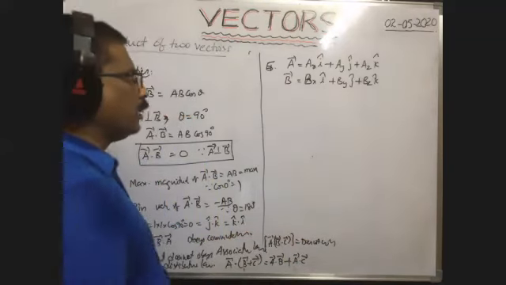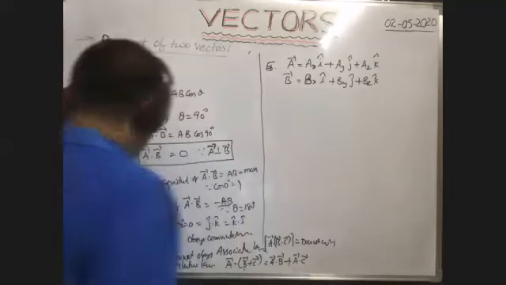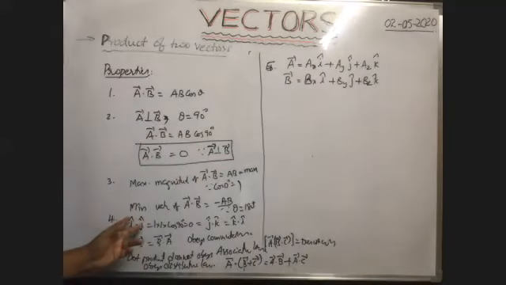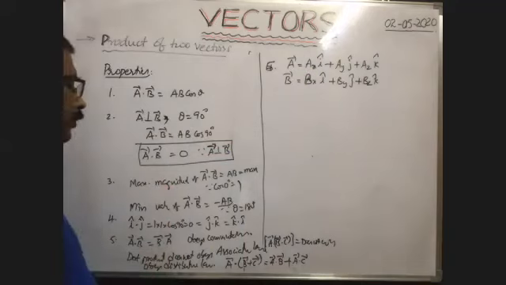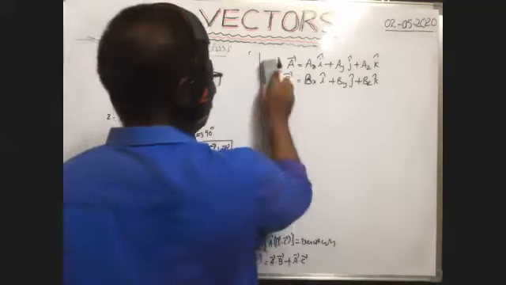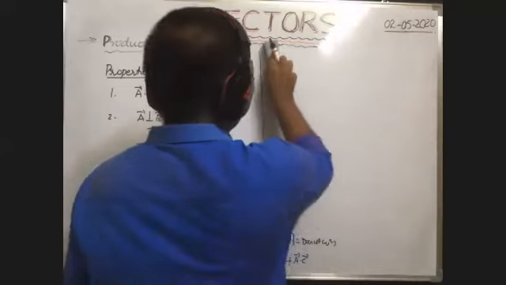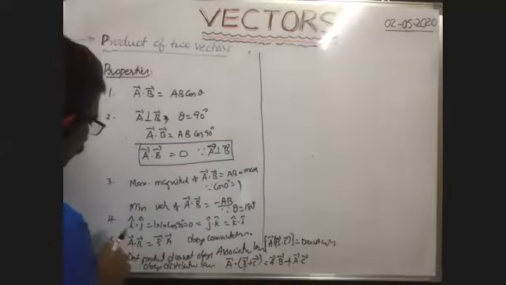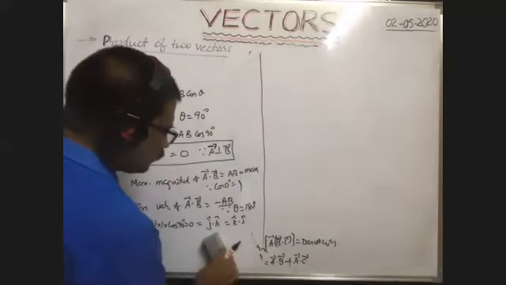Okay. Now dot product between two dissimilar unit vectors is 0. Dot product between two similar unit vectors. Similar unit vectors means I cap dot I cap. Okay. I will explain clearly because somebody asked me.